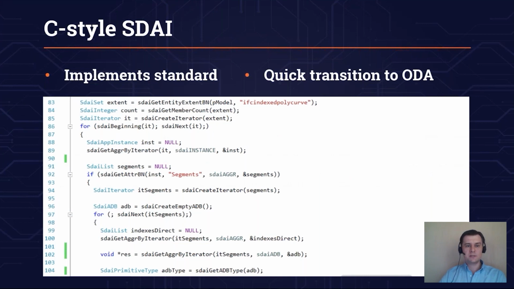One more approach is C-style SDAI. It actually implements the standard, and the key advantage of this SDK is the possibility for a quick transition to ODA SDK from another SDK that also uses C-style SDAI. So if you have a product that is based on an expensive IFC SDK, and you investigate the possibility to reduce the cost and probably to make the transition to ODA, it will be quite easy to make this evaluation and to replace the existing SDK with ODA SDK.